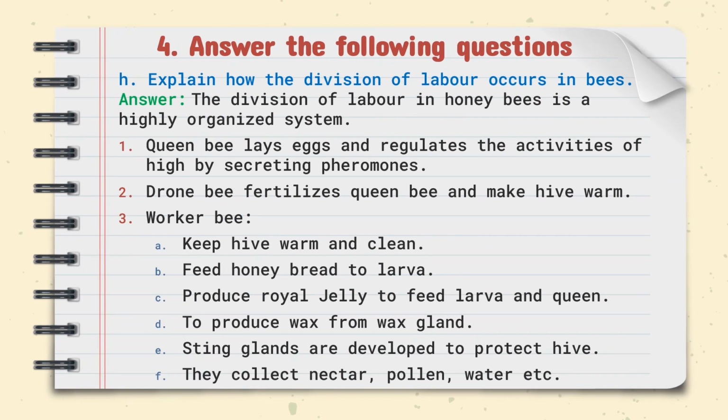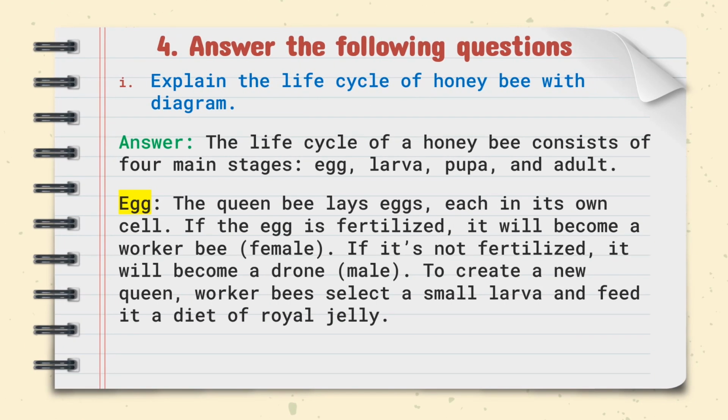12. Explain how the division of labor occurs in bees. The division of labor in honeybees is a highly organized system. Queen bee lays eggs and regulates hive activities by secreting pheromones. Drone bee fertilizes the queen and helps maintain the hive's warmth. Worker bee keeps the hive warm and clean, feeds honey bread to larvae, produces royal jelly to feed larvae and the queen, produces wax from wax glands, uses sting glands to protect the hive, collects nectar, pollen, and water.